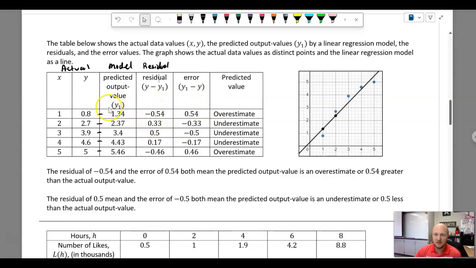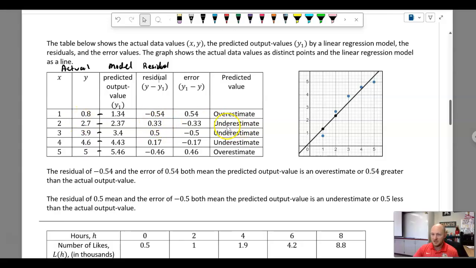Well, look at your predicted value. Isn't your predicted value bigger than your actual? That's an overestimate. So if your residual is negative, then you get an overestimate. If your predicted value is under, you have a positive residual, and so you get an underestimate.